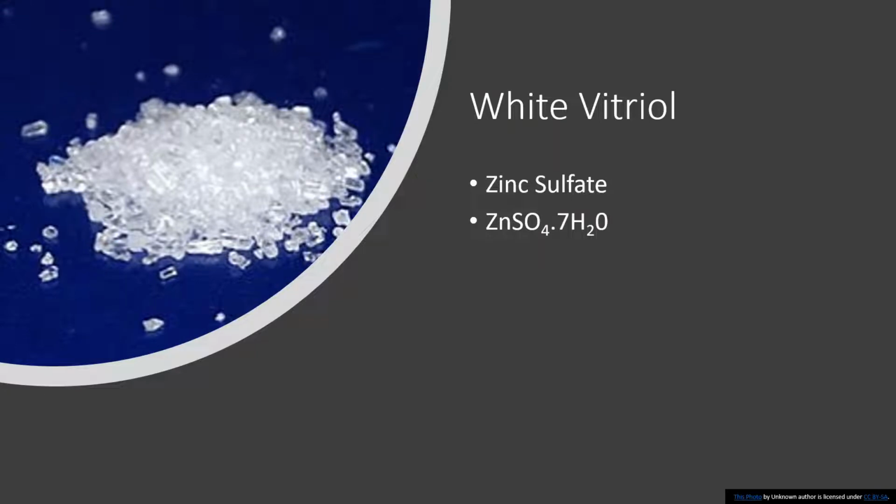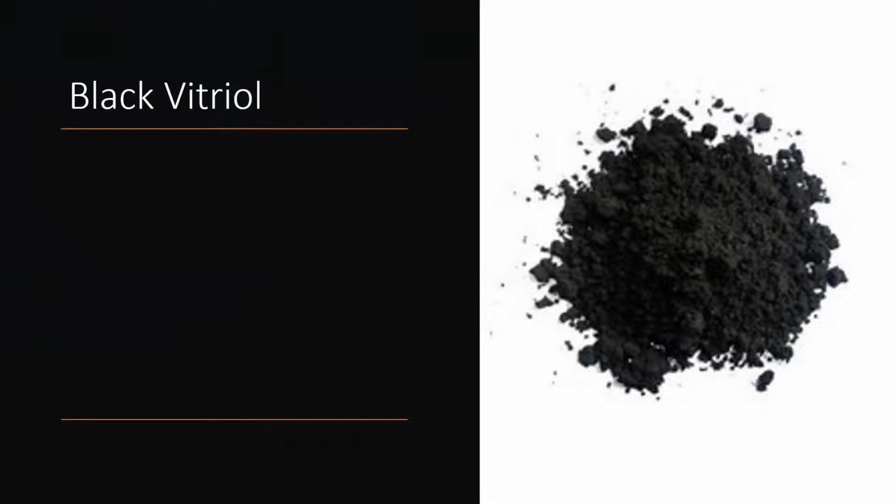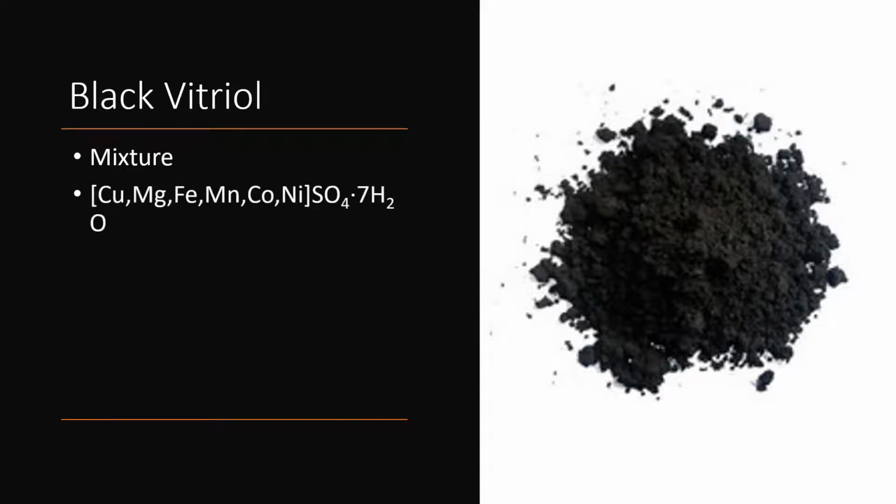There is also something known as black vitriol, but unlike the previous ones, it's not an exact chemical. It's a mixture of different sulfates, which includes copper, magnesium, iron, manganese, cobalt, and nickel. So it doesn't have an exact chemical formula. It is a mixture of all of these, and of course hydrated. Now, those are all the names we had with colors. With that, we conclude the vitriols which get their name from their color.